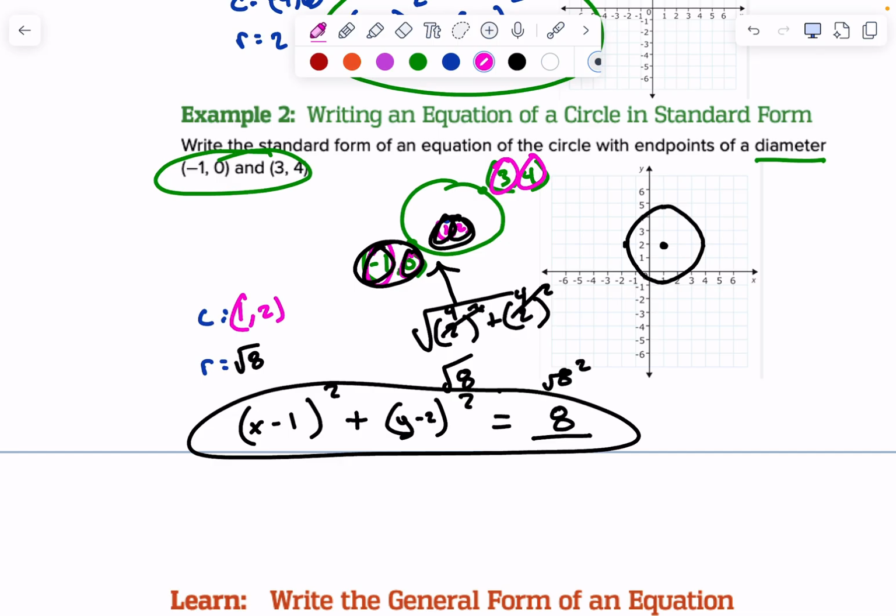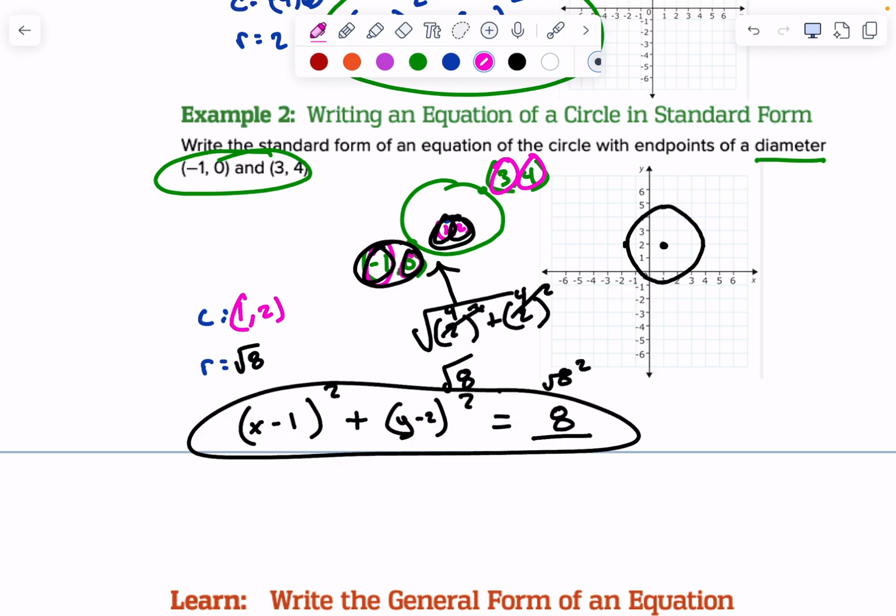So what's it equal? Why does it equal 8? Because when you plug in, this spot over here is the radius squared. So if the radius is the square root of 8, the square root of 8 squared is just going to be 8.